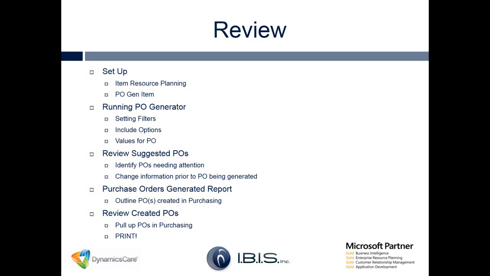We've reviewed the suggested POs. We've identified the purchase orders that need attention. Maybe we need to add in a vendor. Maybe we need to add in a unit of measure. We've cleared out all those little red X's. We've also made any changes to the information prior to the purchase order being generated. We've adjusted cost. We've adjusted our ship to location. We've gone through and adjusted everything, and now we've generated purchase orders.